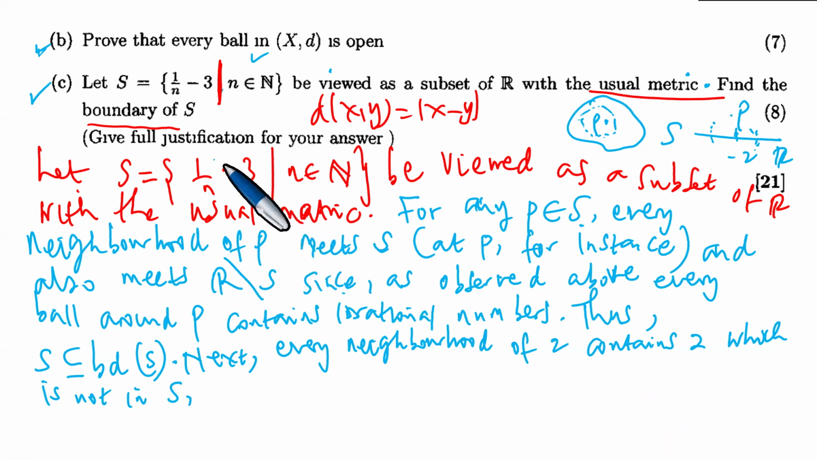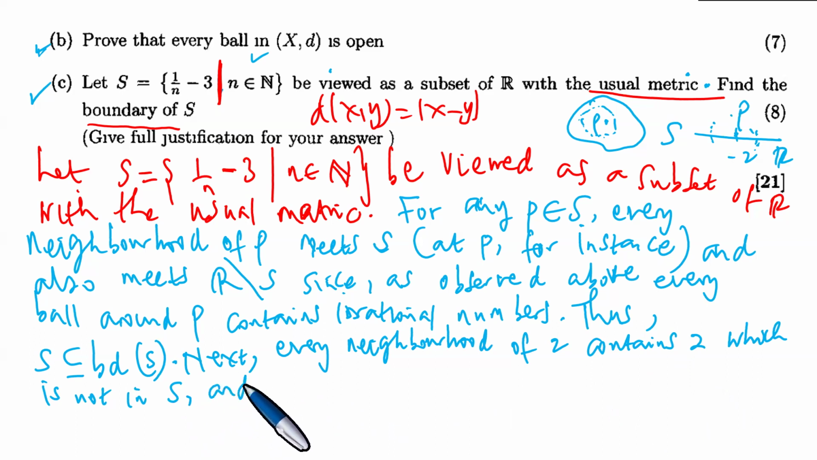Why is 2 not in S? Because there's no natural number you can pick here such that 1 over that number minus 3 is going to give 2. If you take 1, 1 minus 3 is minus 2, and the rest of the numbers will not give 2. So next, every neighborhood of 2 contains 2, which is not in S.